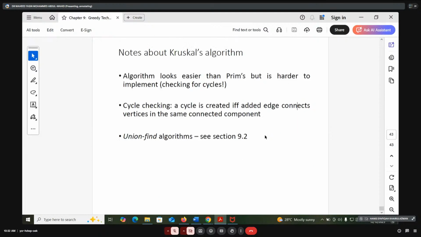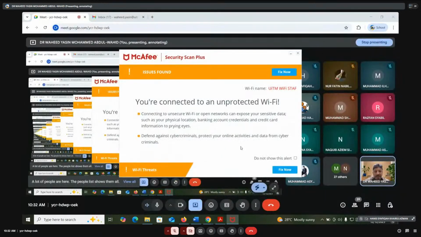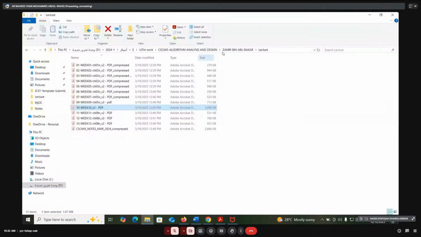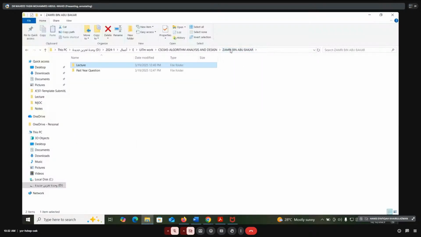Notes about Kruskal's algorithm. The algorithm looks easier than Prim's, but is harder to implement because of checking for cycles. Cycle checking: a cycle is created if the added edge connects vertices in the same connected component. Okay, union-find algorithms. This one is from the book. You can see union-find algorithms in chapter 9, part 2. I have examples here. We did some examples here.